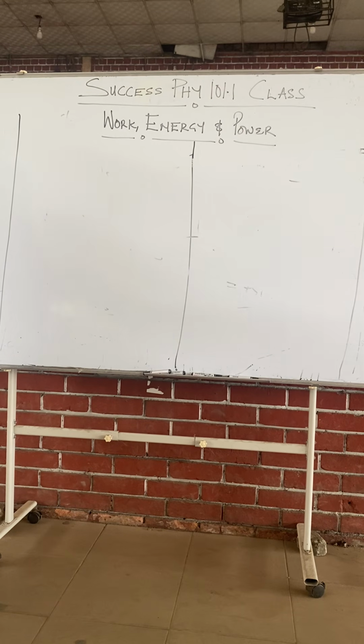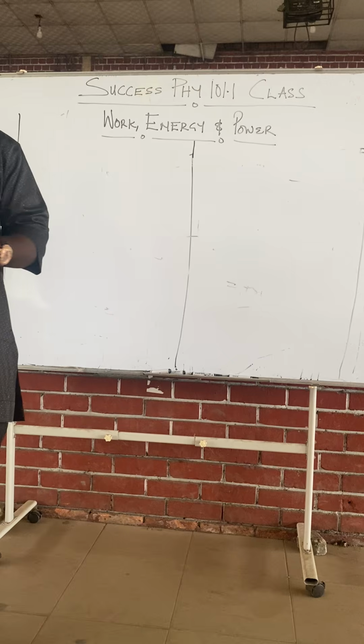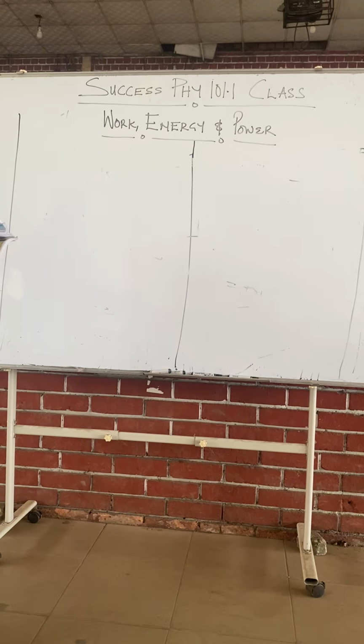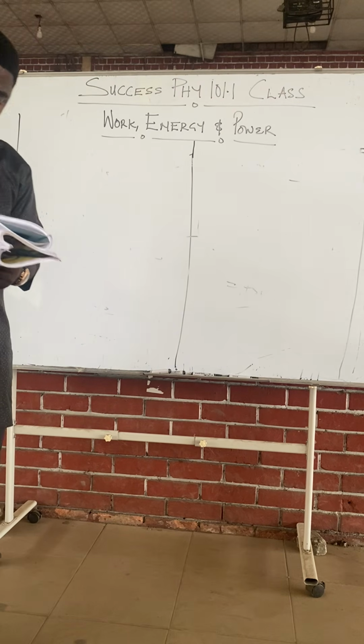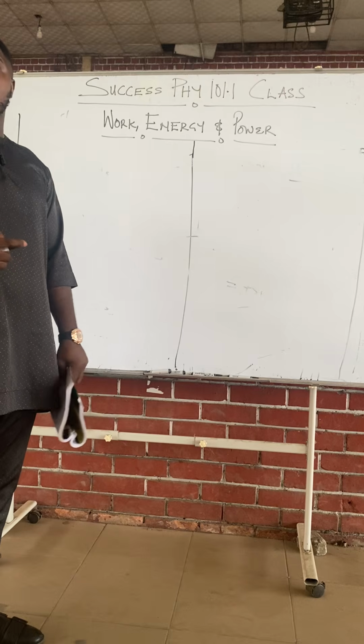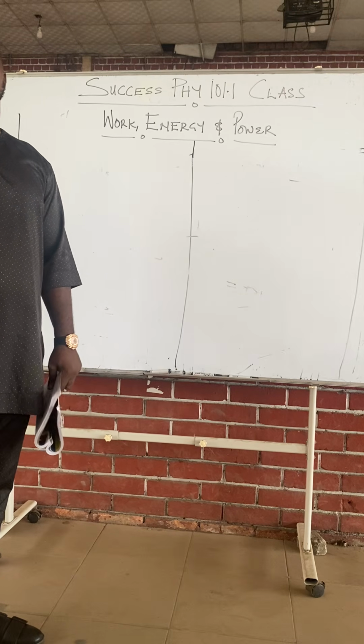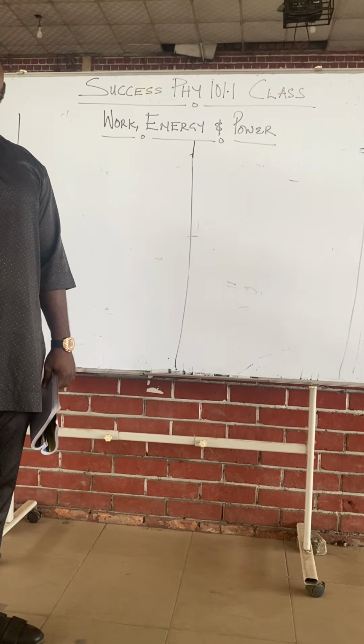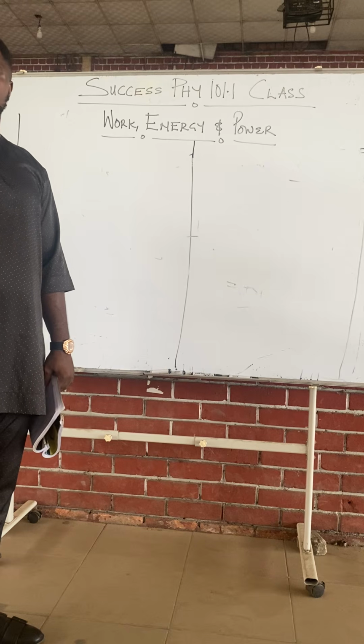Energy is defined as the capacity of doing work. Energy is defined as the what? Capacity of doing what? Work. Class, energy and work have the same unit, joules. They are measured in what?